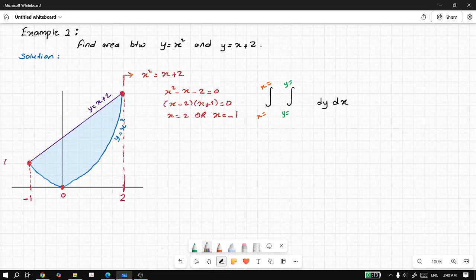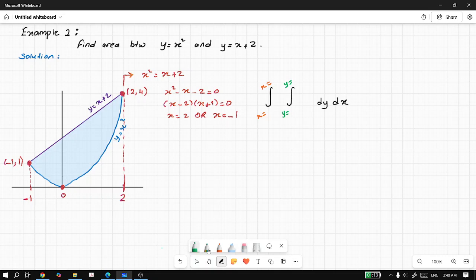So this point is minus 1. Putting it in one of the equations, for example this one, minus 1 plus 2 gives me 1, so this point is 1. Okay, and if we have got x is equal to 2, so it becomes 2 plus 2, that's giving me 4. So this point is (2, 4). Now we found the points that we always need in finding the limits of integration.